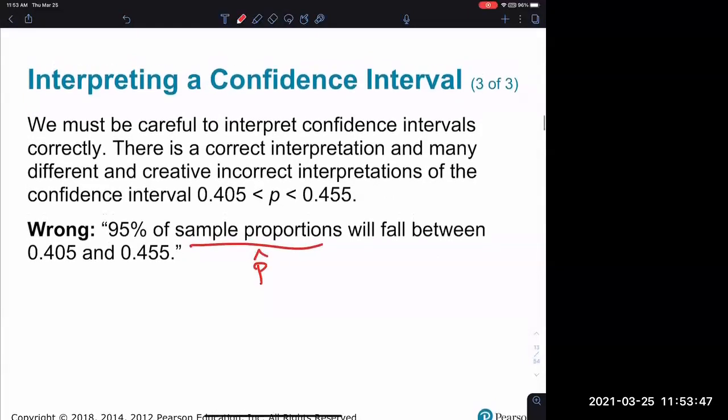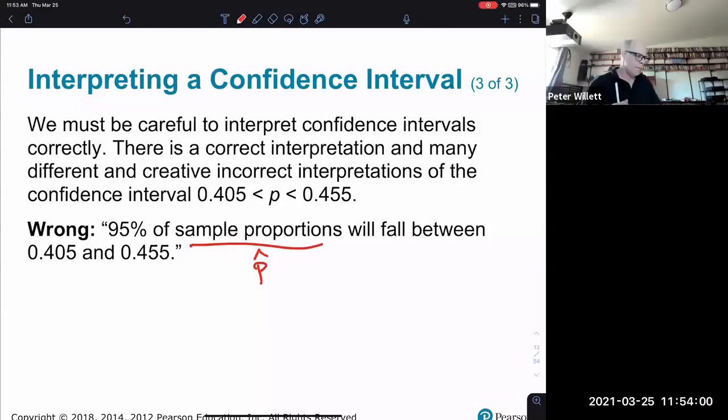And then it says it will fall between, which was the same problem with the previous one, where it's the range that moves, not the actual value. Nice. Well, p hat may move. So it doesn't exactly have the same problem as before, because you could imagine every time you get a different sample, you get a different p hat. So p hat might swing around. But we're supposed to be interpreting this statement, and this statement doesn't say anything about p hat.